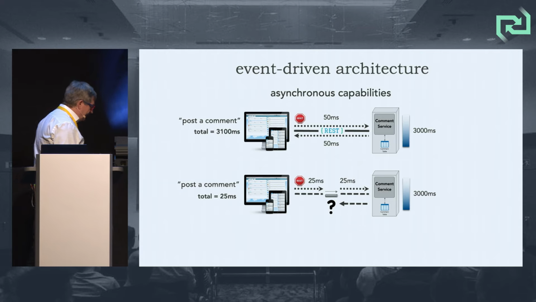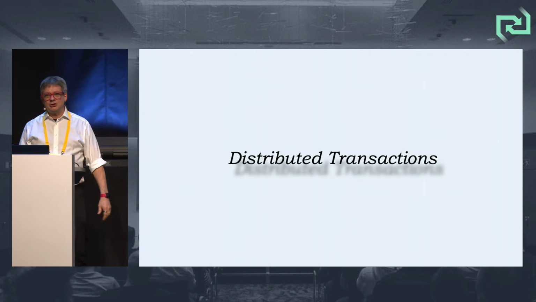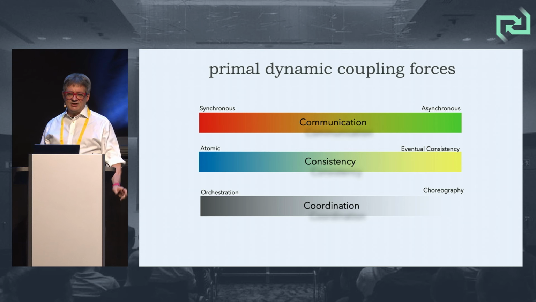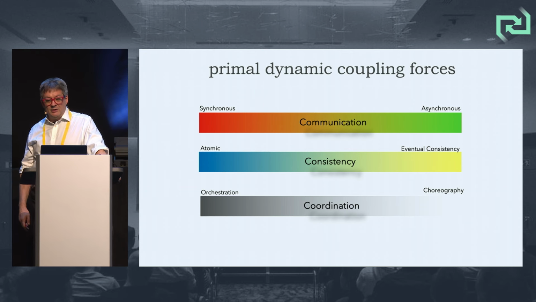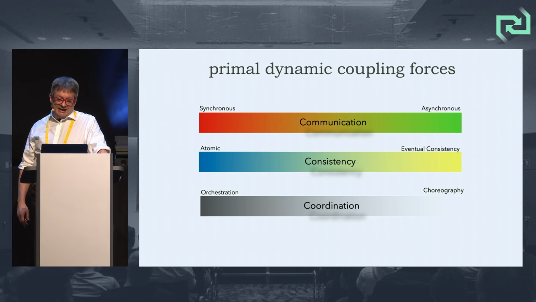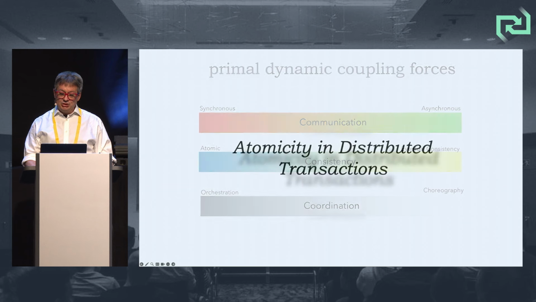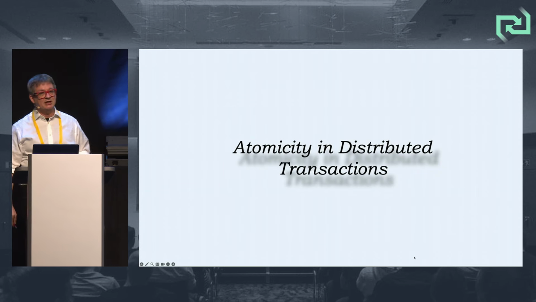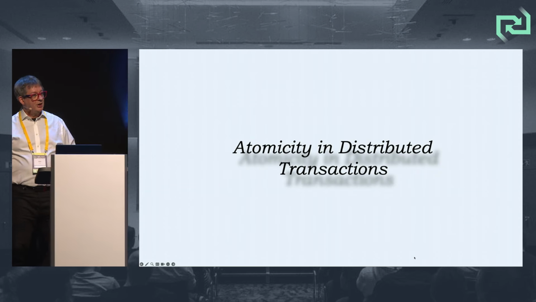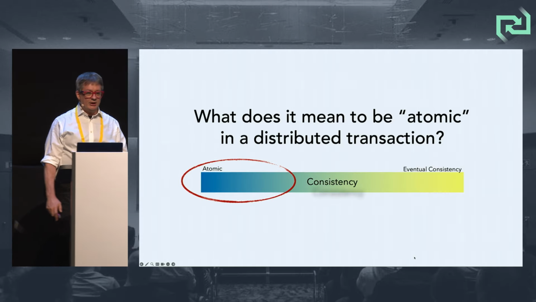So that's synchronous versus asynchronous. Now let's talk about distributed transactions and consistency. For a lot of reasons, you can't do ACID in distributed architectures like microservices because of CAP theorem and a whole bunch of other interesting stuff. But you can fake atomicity in distributed architectures by implementing it yourself. And this is what it looks like.